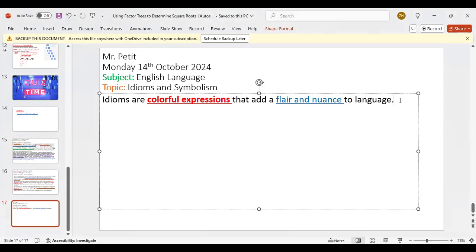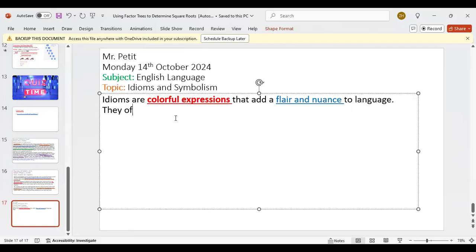Nuance means that something could have an alternative meaning, right? If something is nuanced, the way you look at it on the surface is different from what it actually is. That's what I mean by nuance. You shouldn't take it at face value. Do you understand that, Kanan? Yeah, sir. Okay, thank you.